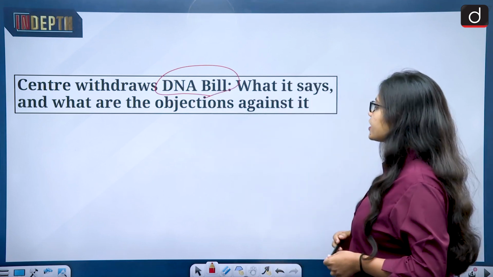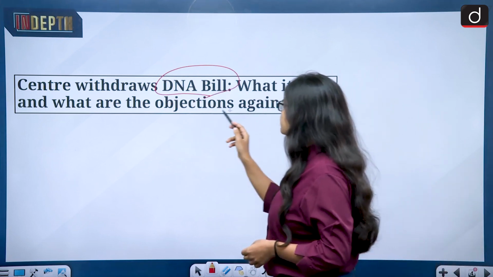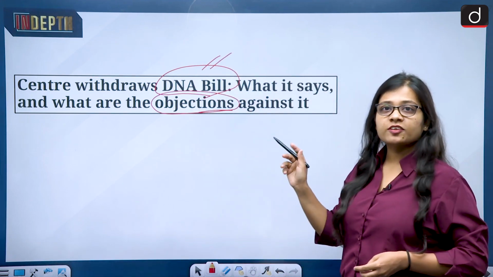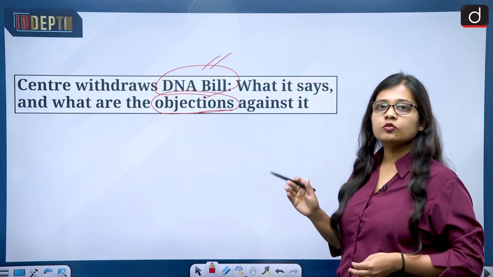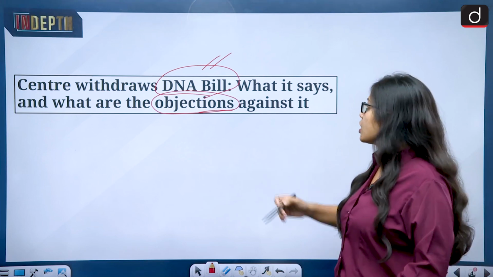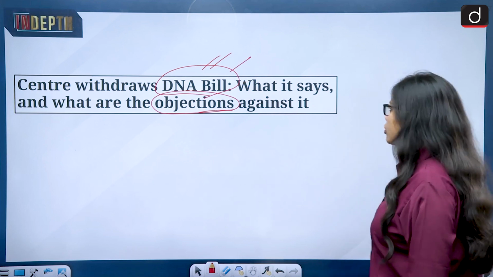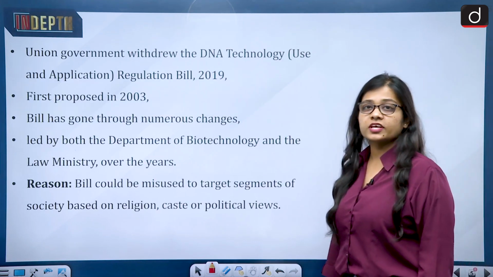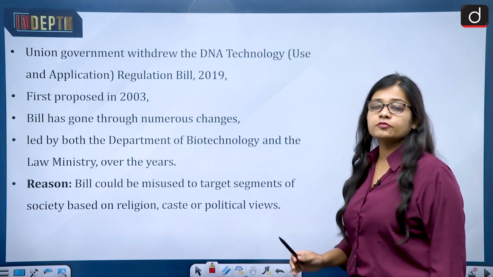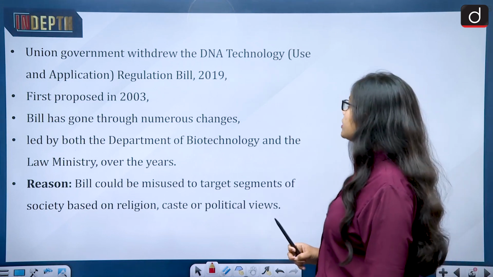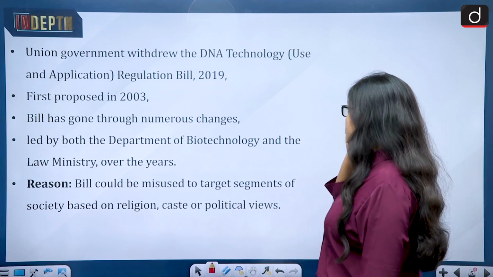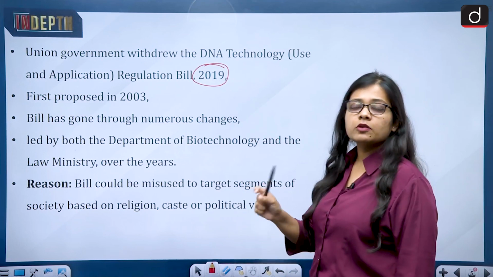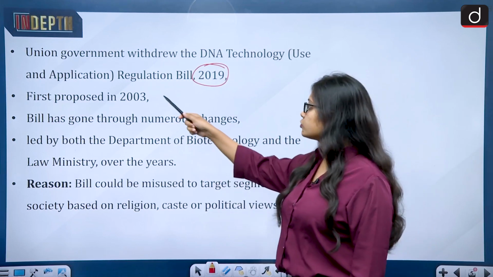What it says and what are the objections against it. The DNA regulation bill, which was in the news for a long period of time, has recently been withdrawn, and the monsoon session of Parliament has started. In the monsoon session, the Lok Sabha has withdrawn the DNA Technology Use and Application Regulation Bill, 2019, and the bill was first proposed in the year 2003.